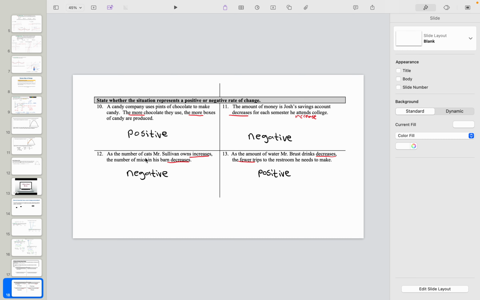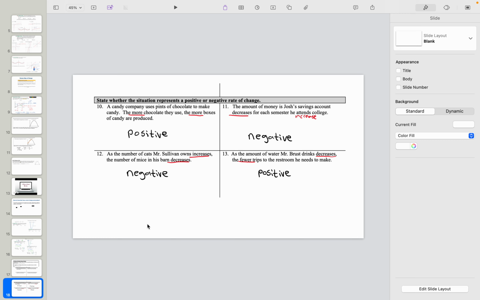Negative. As the number of cats Mr. Sullivan owns increases, the number of mice in his barn decreases. Negative. The amount of water Mr. Bush drinks decreases, the fewer the trips he needs to make. So one goes down, the other goes down. Two things going down is a positive slope. Down and this way, both decreasing, gives us a slope that goes across this way.